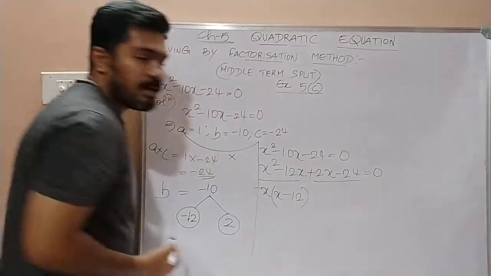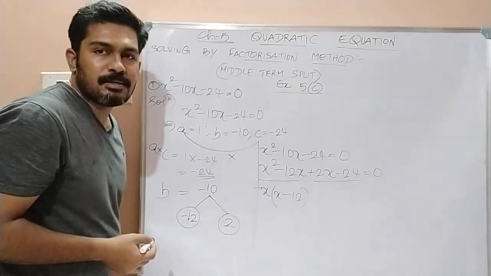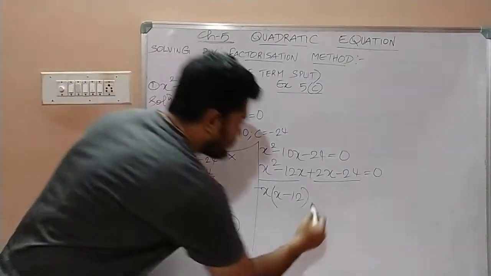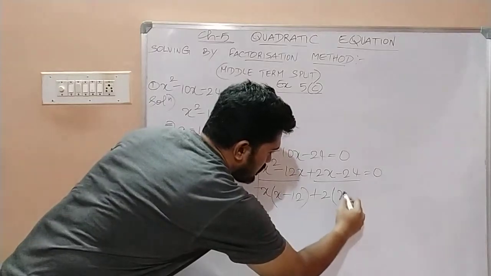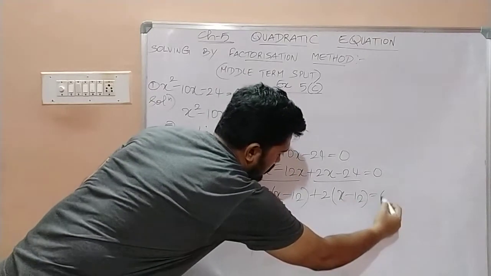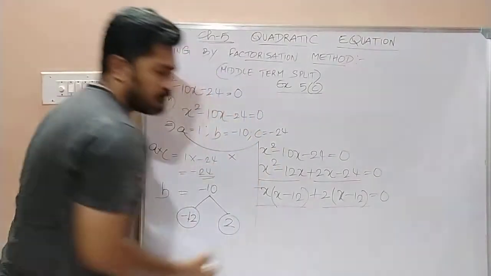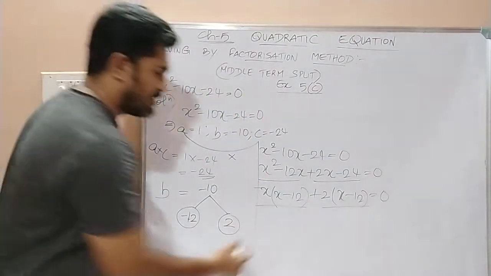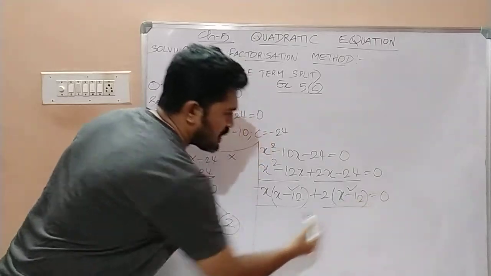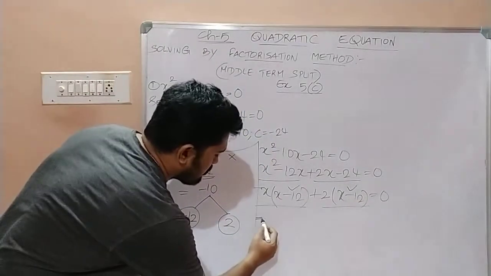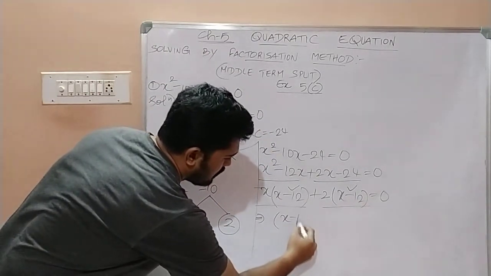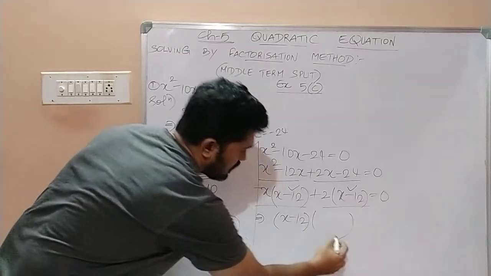From 2x and minus 24, what is a common factor? 2 is a common factor. So I'll take that plus 2 as common and inside the bracket I'll get x minus 12. Now in these two terms, what is a common factor? The common factor is x minus 12. Therefore, x minus 12 can be taken as common outside.